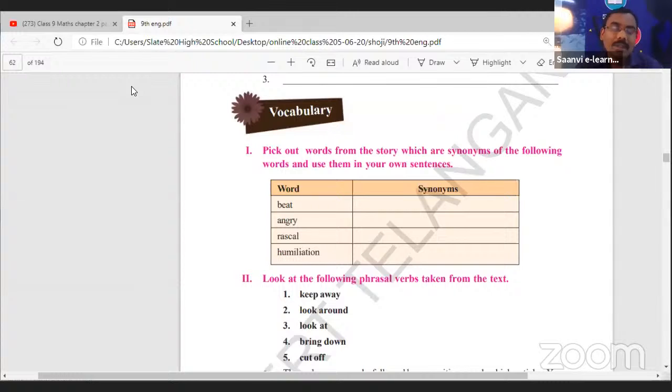Angry. The synonyms of angry are desperation, D-E-S-P-E-R-A-T-I-O-N. Another word is flushed. And the next word is furious.